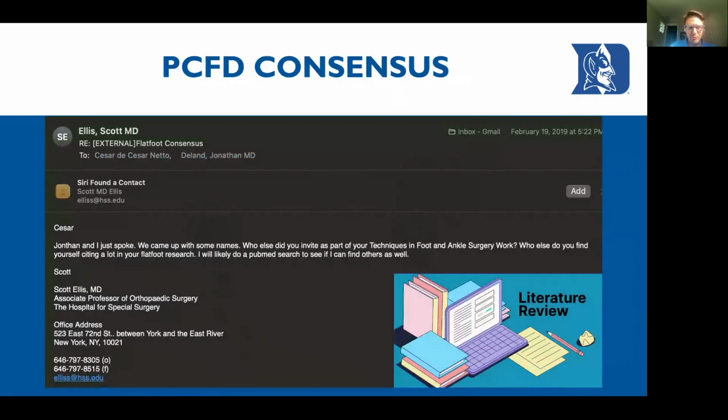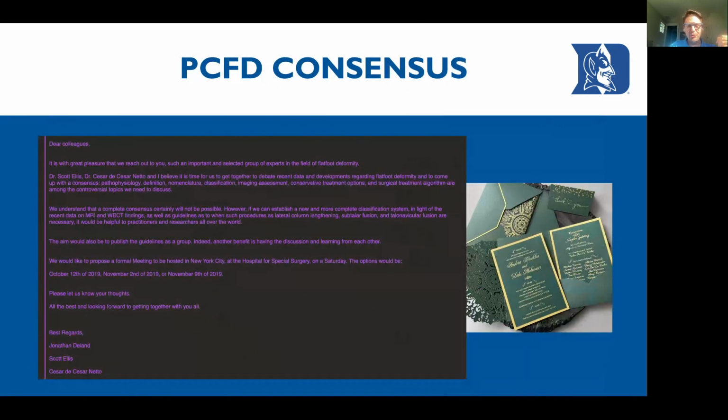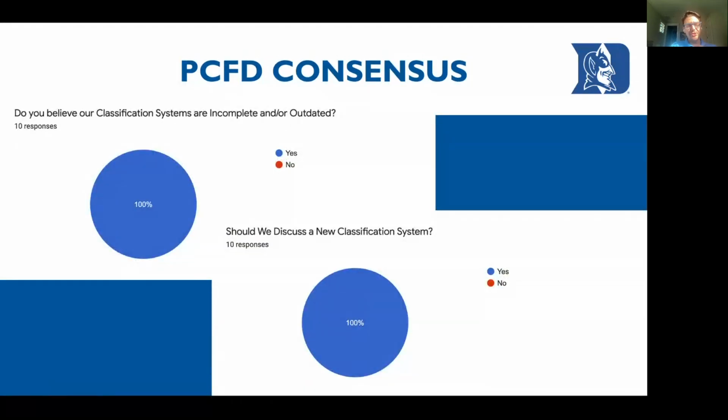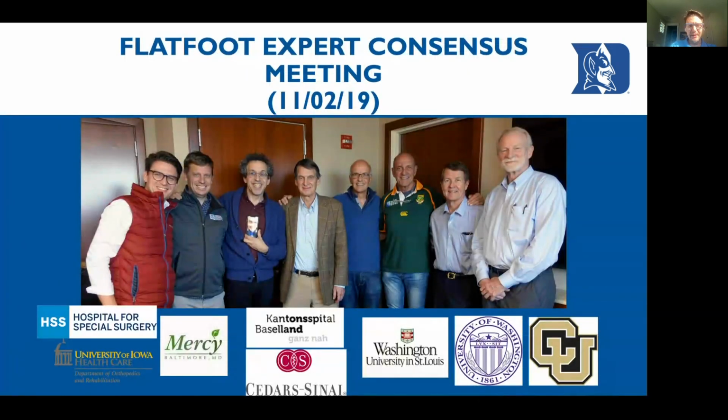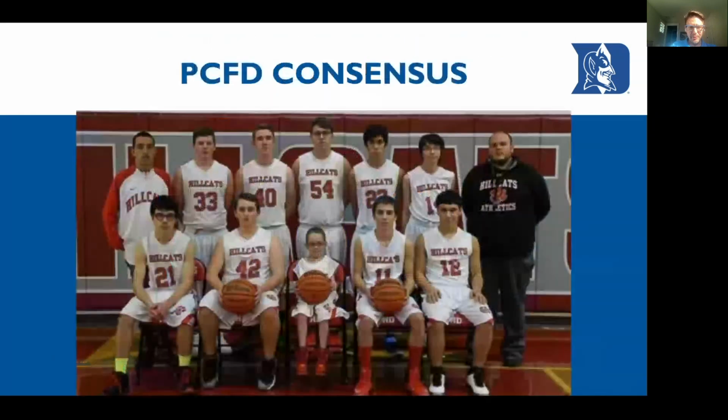So we started thinking about it. We exchanged emails. We did a full review of the literature. It was very hard to make decisions on who to invite for an in-person meeting. So we sent invitations out. We actually sent a full questionnaire ahead of time to talk about multiple things. Regarding the classification, we asked the experts we invited whether they think the classification is outdated, and whether we should discuss a new classification system. There was 100% agreement that that was the case. Then the meeting finally happened in November 2019.